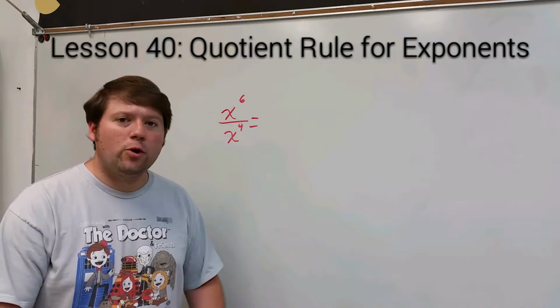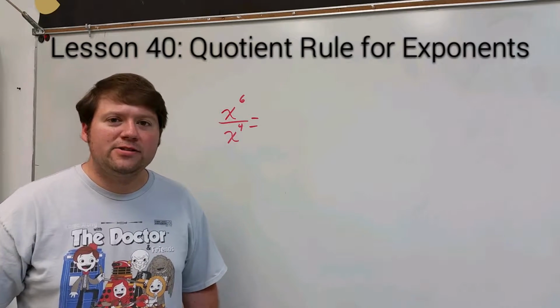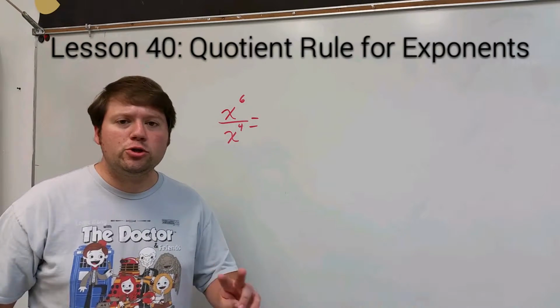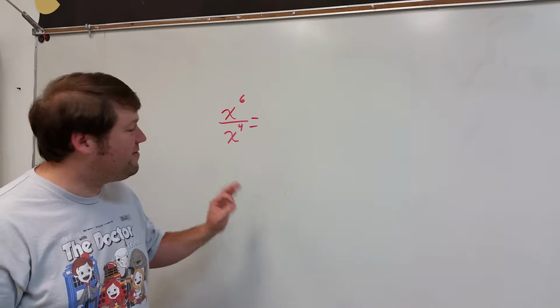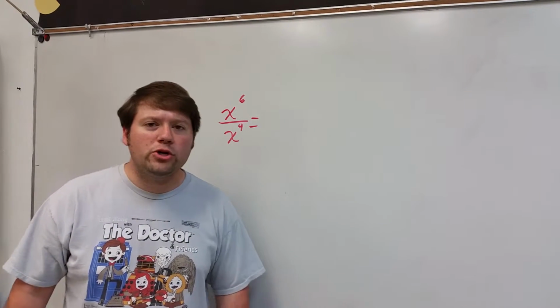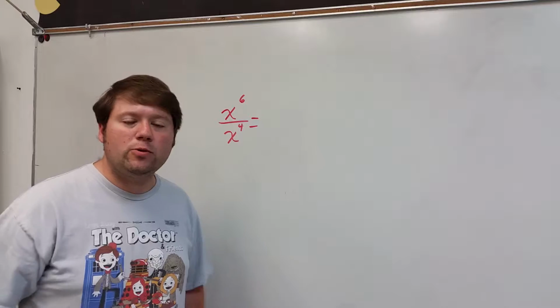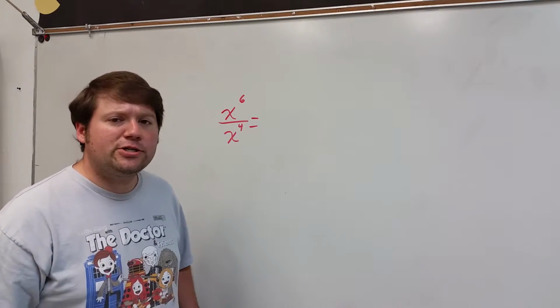We're doing lesson 40 for my algebra class today. This is a fairly simple lesson. It is in two parts. We're going to start off at the first part here, which is the quotient rule for exponents. It's a pretty simple concept, so we're not going to waste too much time on it.